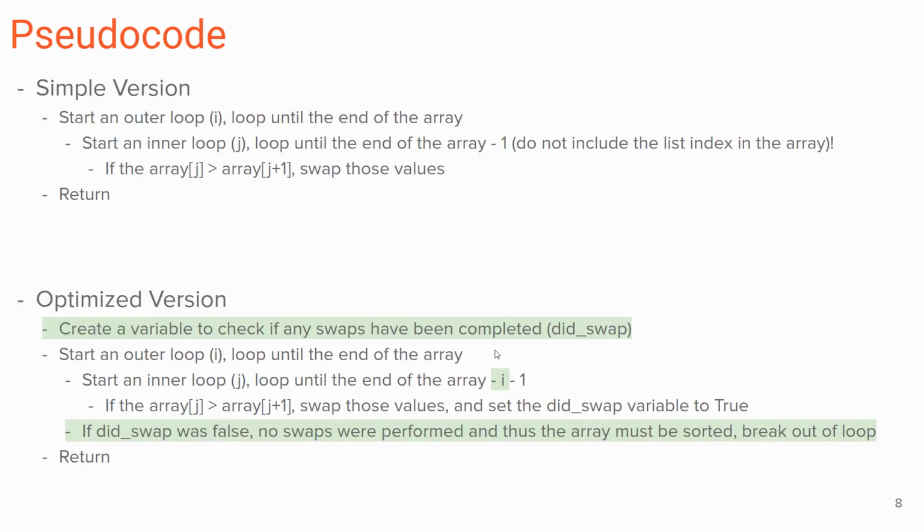Here's your pseudocode. Top version is a simple version. Just create an outer loop. Normally, people refer to that outer loop as i, but that's just convention. You can refer to it however you want. You're going to loop until the end of the array. You start an inner loop. Normally, people call that j. Again, that's just convention. You call it whatever you want. Loop until the end of the array minus 1.